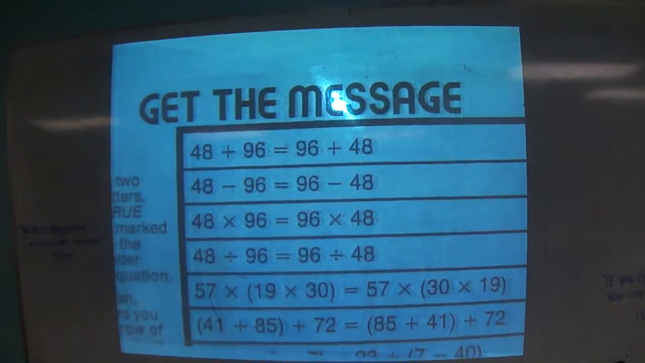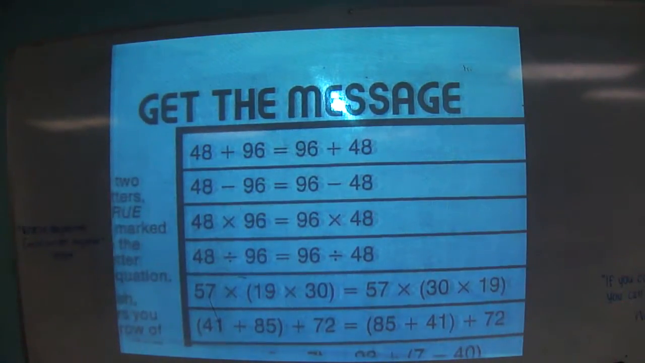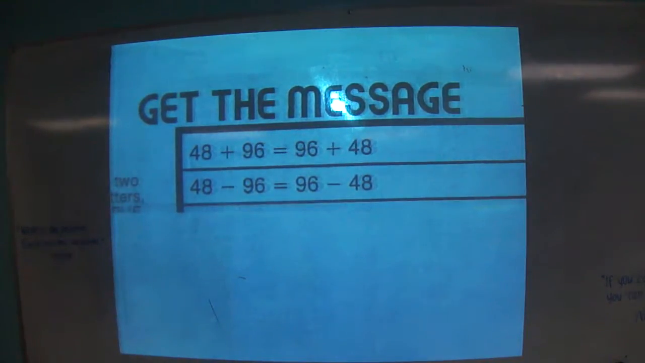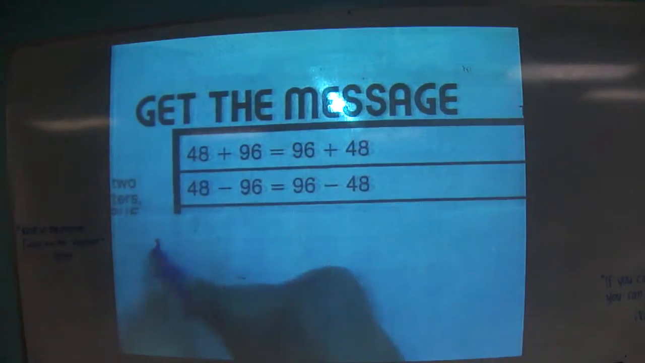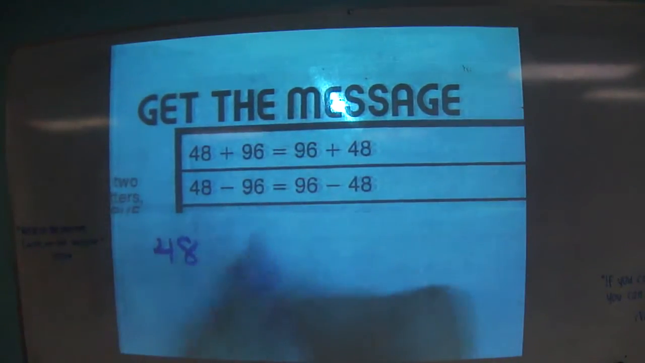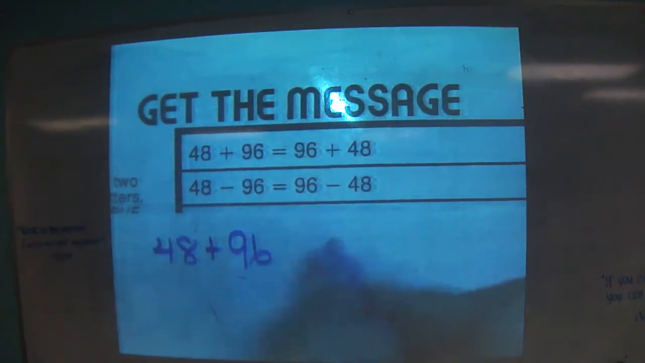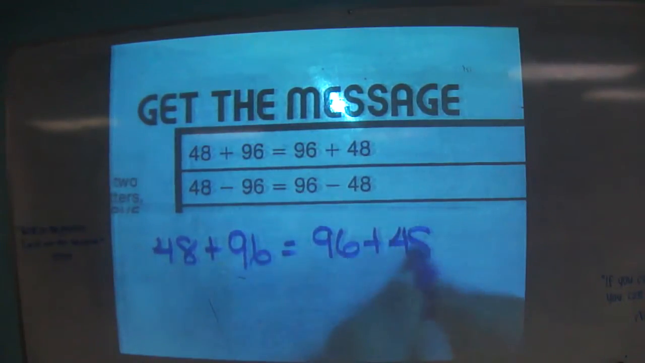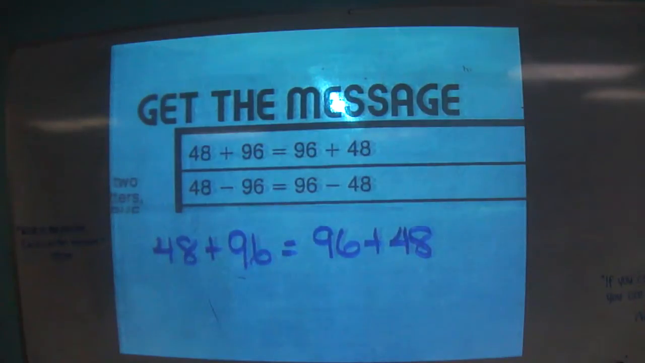So we're talking about the associative and the commutative property. When we look at the first two, we have 48 plus 96 equals 96 plus 48. Is that a true statement? Yes. And why? Because you just flip 96 and 48.